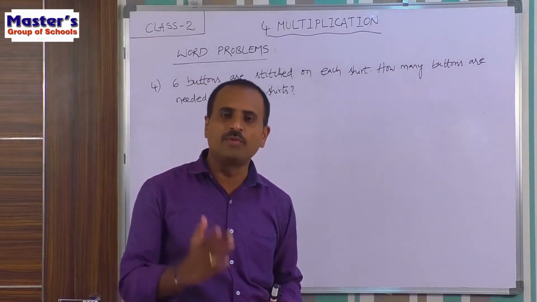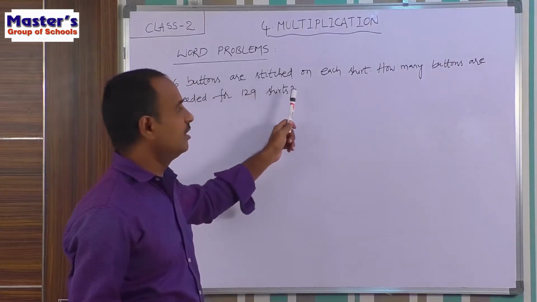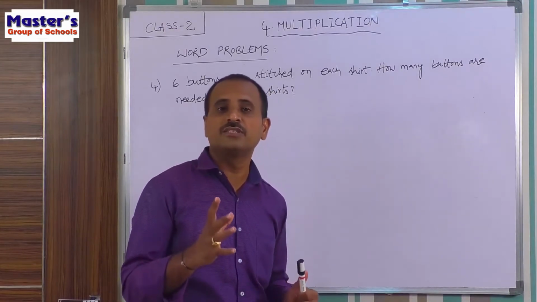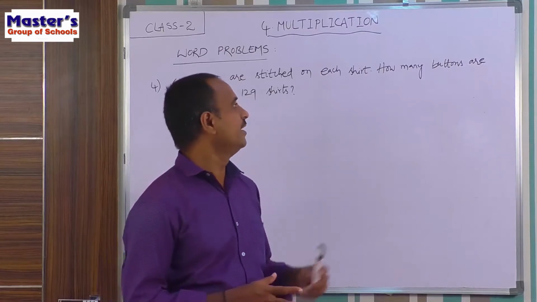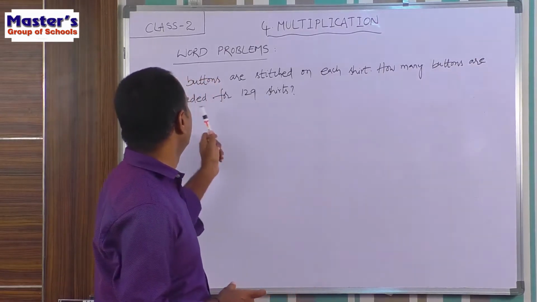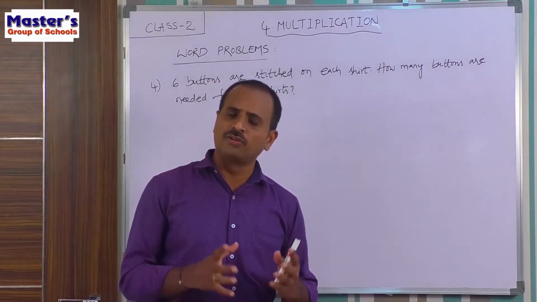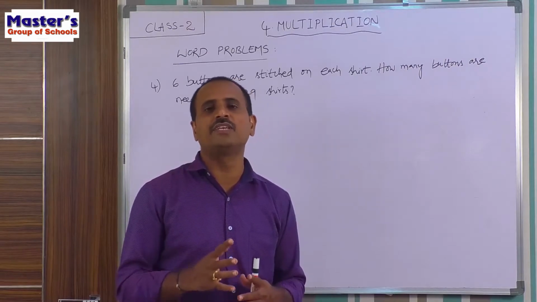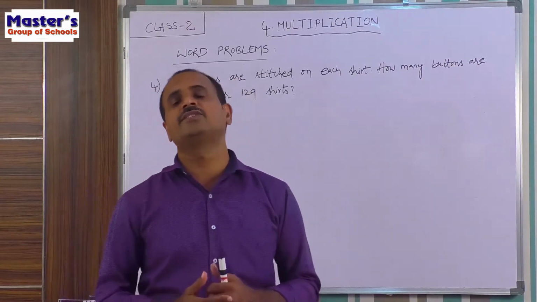So children, read the problem once again. 6 buttons are stitched on each shirt. For each shirt, how many buttons are stitched? 6 buttons are stitched for each shirt. And how many buttons are needed for 129 shirts? So children, there are 129 shirts. And if we stitch 6 buttons for each shirt, how many buttons are needed for 129 shirts?